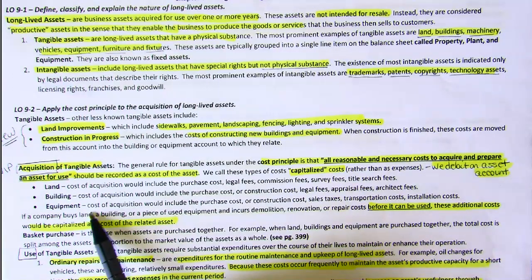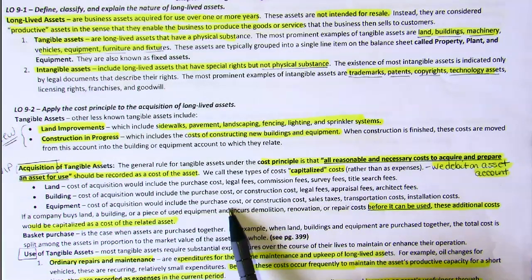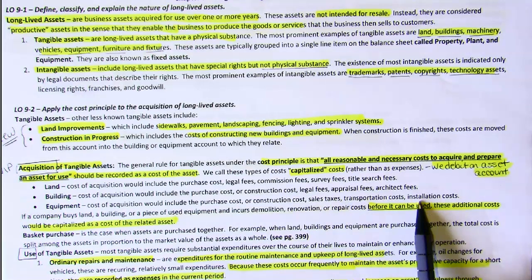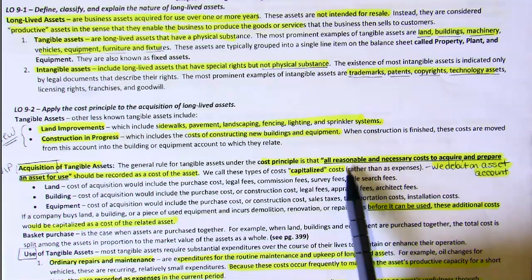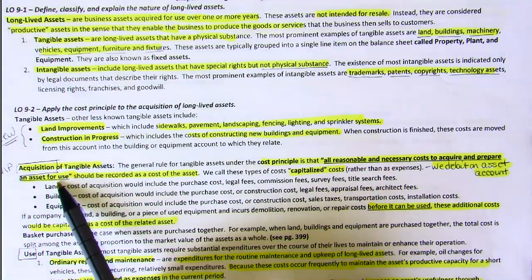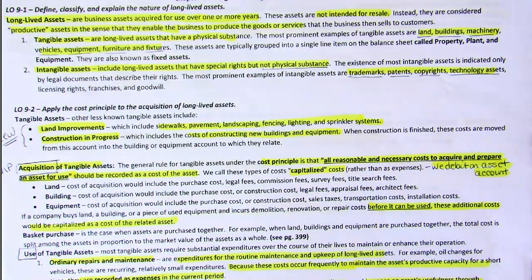And with regard to equipment, again, the cost of acquisition, purchase, construction, any delivery expenses, transportation costs, sales taxes, installation, all get debited to the equipment account because all reasonable and necessary costs to acquire and then prepare that asset for use should be debited to the asset account, and that is called capitalizing the cost.